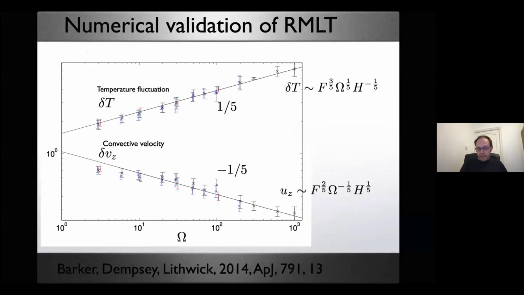We can also test the other scaling laws here. So we can test the scaling law for the temperature fluctuation and the convective velocity, which I referred to as UZ on the previous slide. Both of these have a rotation rate dependence, which is well matched by the simulations. The convective velocities decrease as we increase the rotation rate, indicating that the convection is being inhibited by the rotation, and the temperature fluctuations are larger as we increase the rotation rate.